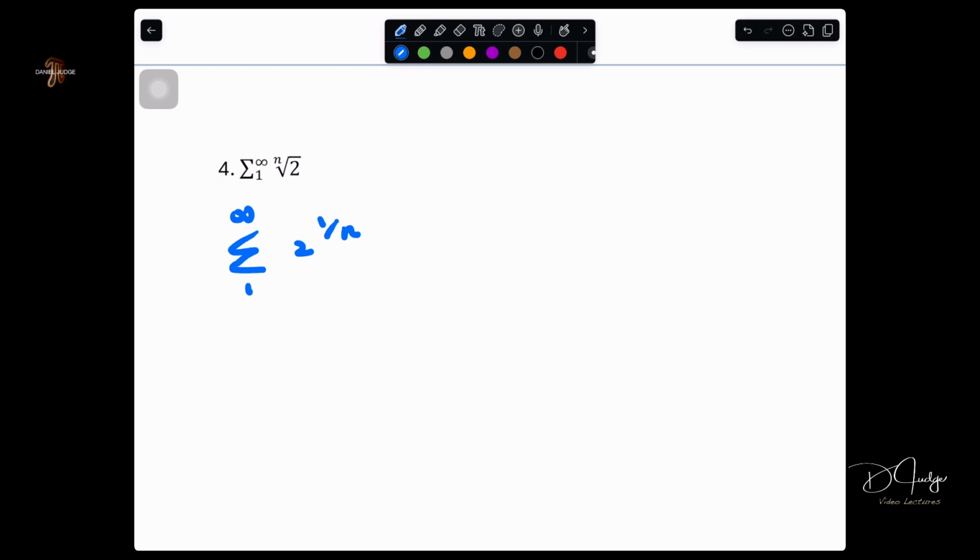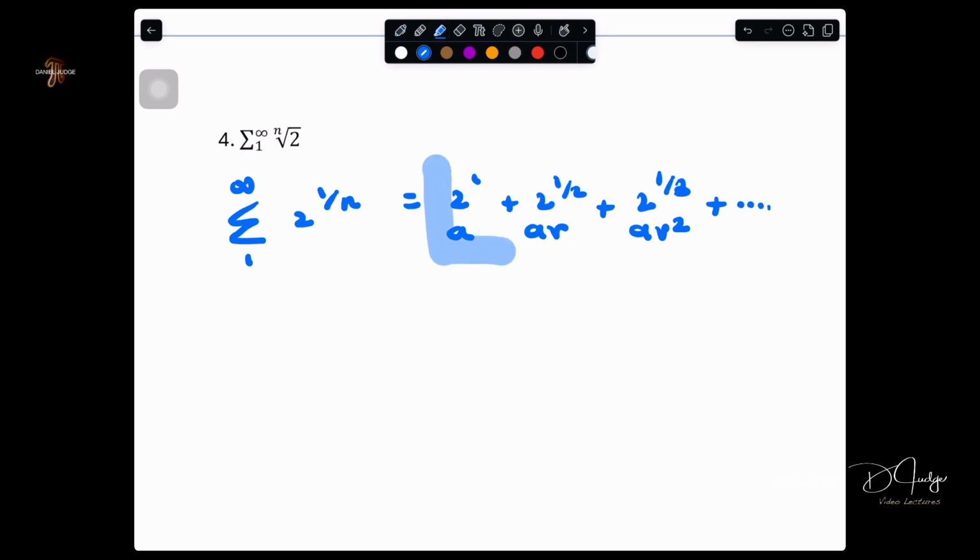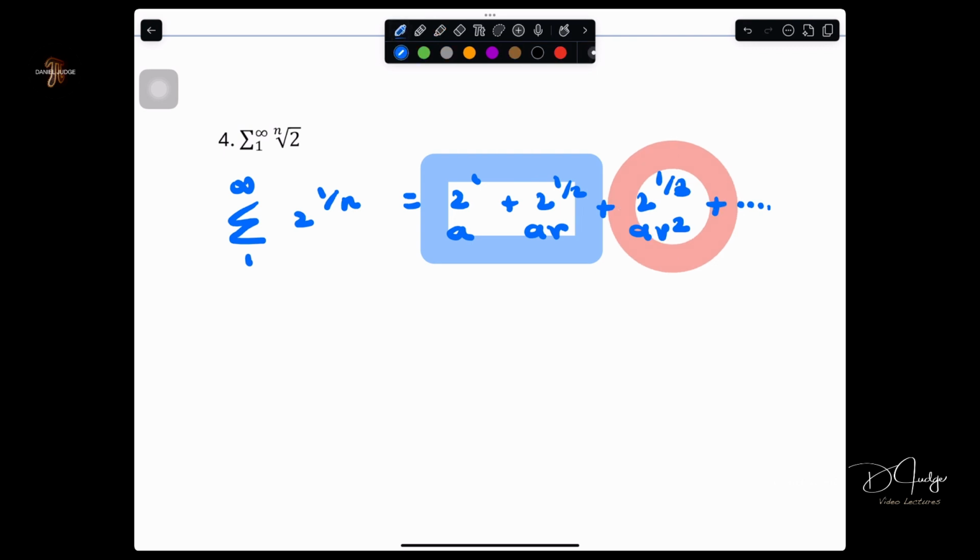Let's double check. So the terms are 2 to the first power plus 2 to the 1/2 power plus 2 to the 1/3 power, and this goes on forever. Is this geometric? Well, if it's geometric, we have to verify a few things. Okay?